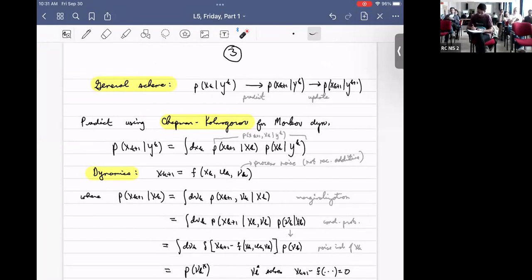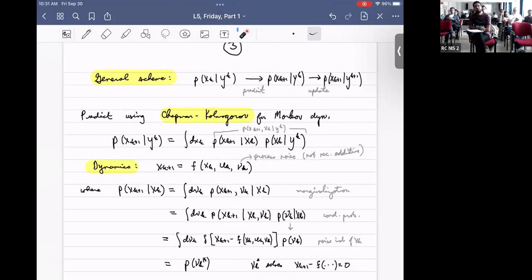Now we'll make an assumption about the dynamics: x_{k+1} is some nonlinear function of x_k and u_k, but also now a noise process. This is something that we'll add to the description. And we can express P of x_{k+1} given x_k in terms of this function as follows, where we first marginalize, so we introduce P of ν_k, and so we integrate over it. This is something we're always allowed to do.